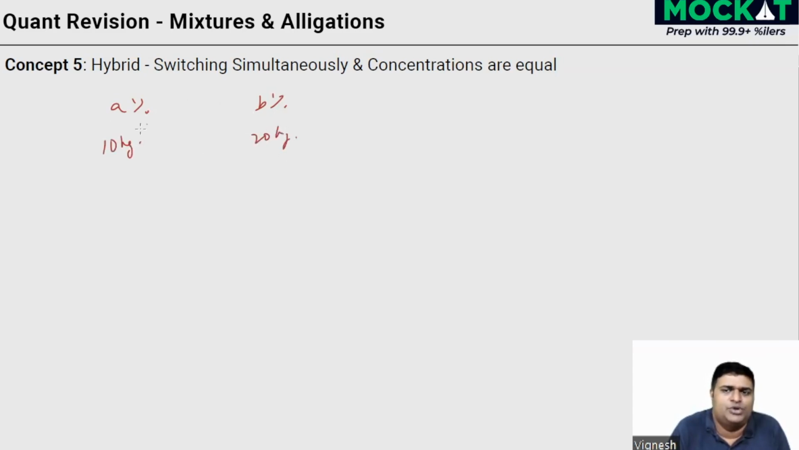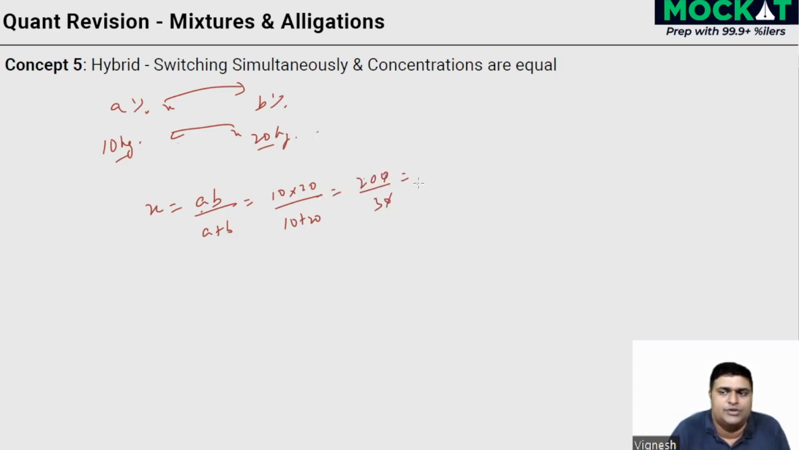You have to take some portion of this and some portion of that. You have to remove X from here and transfer it here. At the same time, you take X kg out from here and transfer it here. If the concentrations become equal, then X is going to be equal to what? AB by A plus B. Now A and B are nothing but 10 and 20. 10 into 20 divided by 10 plus 20, so it's going to be 200 by 30, which comes to 20 by 3, which is 6.67 kg.